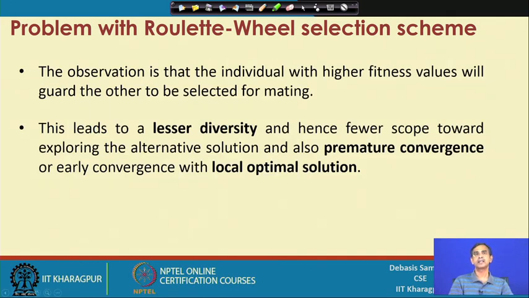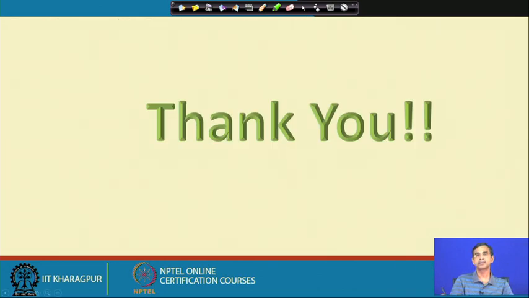So, the individuals with the higher fitness values will be favored according to the roulette wheel mechanism, and this becomes a problem, or it creates lesser diversity, and hence there is a chance that the genetic algorithm will terminate with a local optimum solution, or premature convergence will result. So, this is one limitation of the roulette wheel selection scheme, and the same limitation can be overcome using some other approach, called the rank selection scheme, which will be discussed in our next lectures.